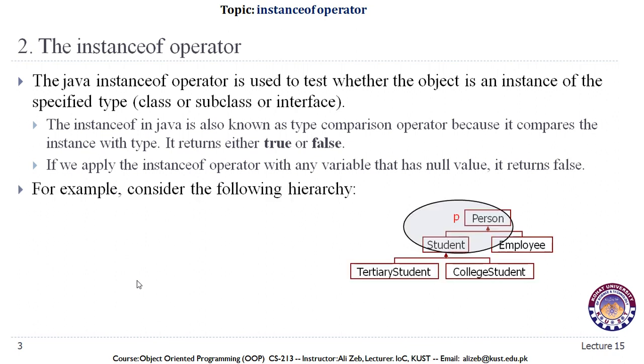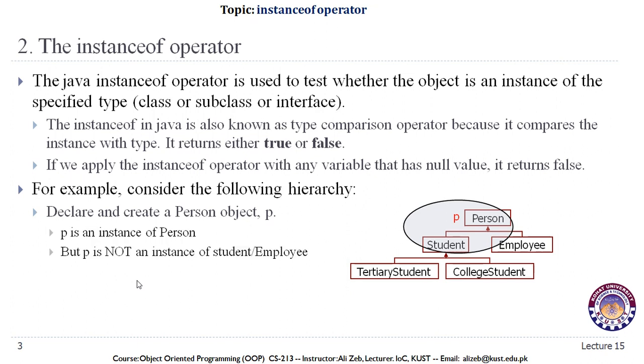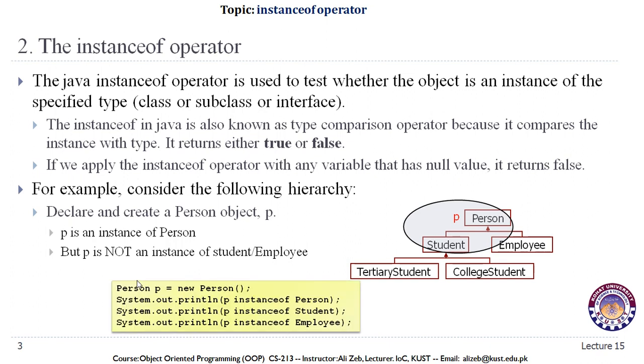For example, consider the following hierarchy. We have a class Person that has a bunch of subclasses. In this case, it has a subclass Student and it has a subclass Employee. Student has its own subclasses, TertiaryStudent and CollegeStudent. The Person has an object p. Now, p is an instance of the Person class, but p is not an instance of the Student class or the Employee class. So if you want to confirm whether p is an instance of the Person class or the Student class or the Employee class, we can use the instanceof operator.